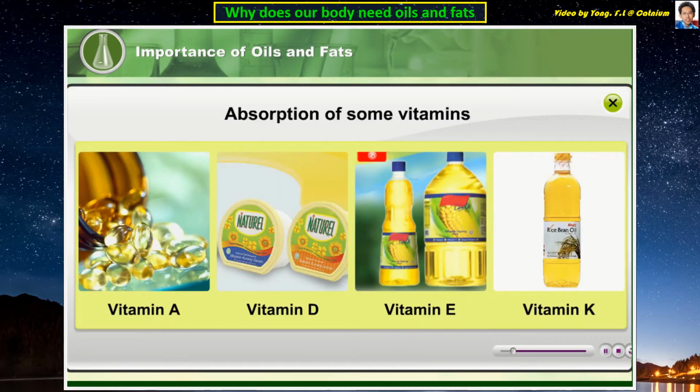The fats that we consume are important for the absorption of the vitamins. Also, some of the cooking oils may be fortified with these vitamins.